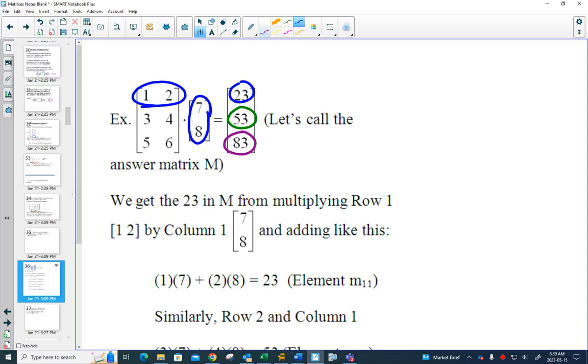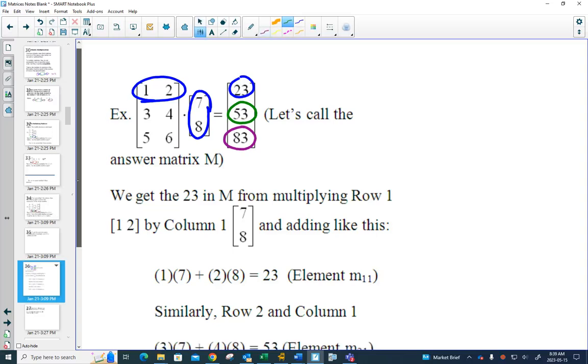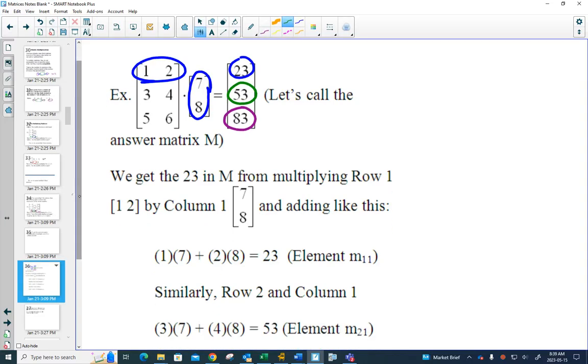Color coding our second one. Here, this is in row 2, column 1. So we take row 2 and we take column 1 again. Again, I like to imagine taking that row, turning it on its side, ramming it into the column. 3 hits a 7, that's 21. 4 hits an 8, that's 32. Add them together, and you'll get 53.